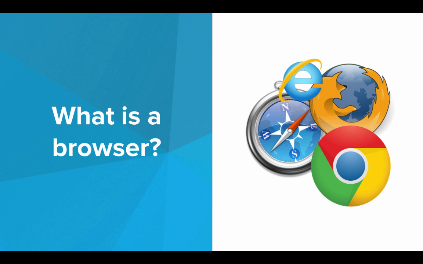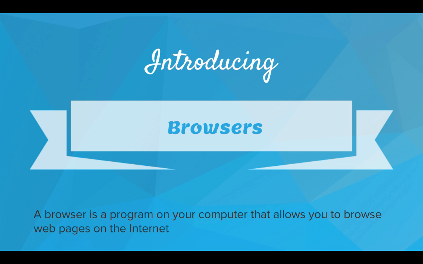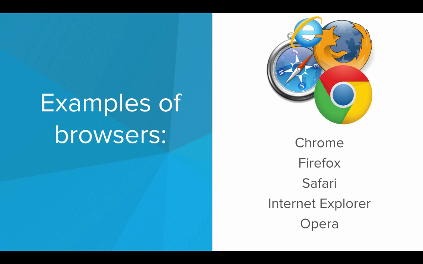Hi, in this video we'll be talking about browsers. So what is a browser? Well, introducing browsers. A browser is a program that runs on your computer that allows you to browse the web pages on the internet. So examples of browsers are Chrome, Firefox, Safari, Internet Explorer, and Opera. And chances are you're using one of these to view this video right now.